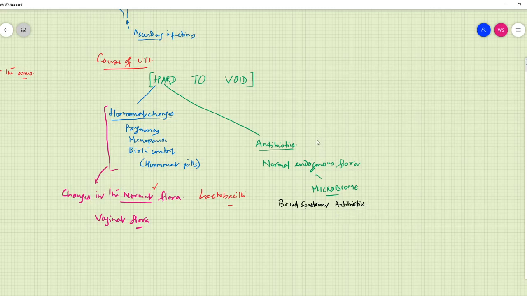Okay, broad spectrum antibiotics have got this problem. Okay, so the next word here is R. And R here refers to renal stones.